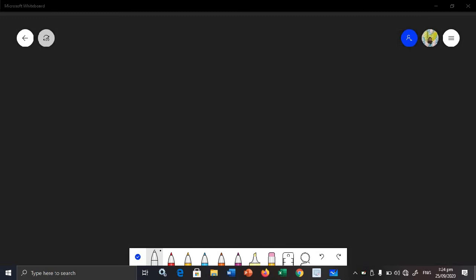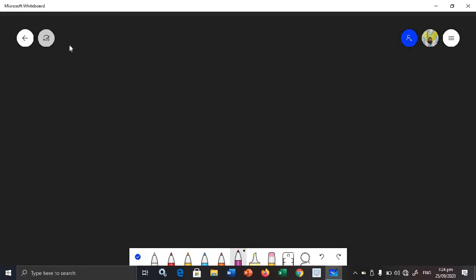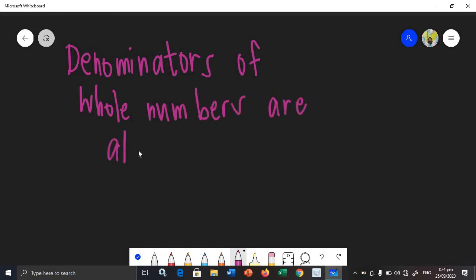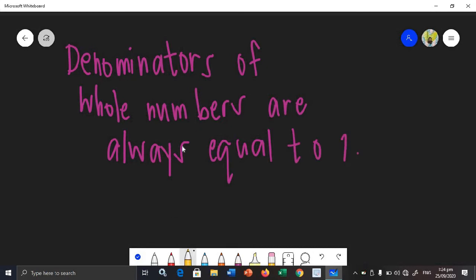So you need to remember that the denominators, or yung nasa ilalim na number, of whole numbers are always equal to 1. Okay? So, ma'am, paano po yun? Let's say, for example, tatanungin ko kayo, what is the denominator of 6? 6 is a whole number, di ba? So, automatically, 1. So, 6 over 1.